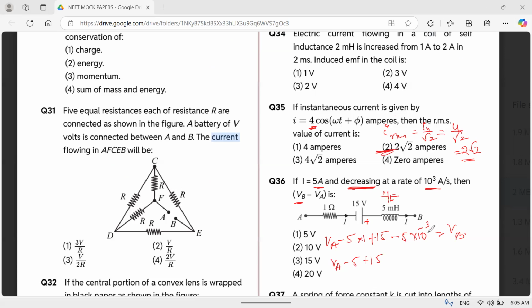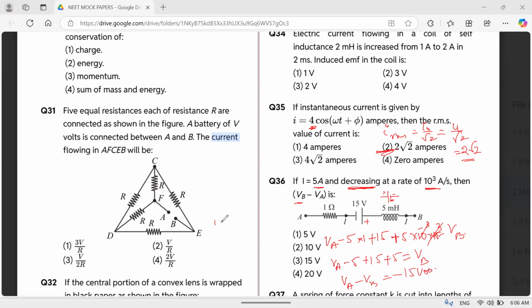L into I is 5. Current is also there, na? di by dt, this one is 10 power 3. 10 power 3 and 10 power minus 3 will get cancelled there. Okay. That is decreasing, na? Minus of minus will become plus for me. So it is plus 5 equals VB. So VA minus VB will be equal to minus 15 volt.